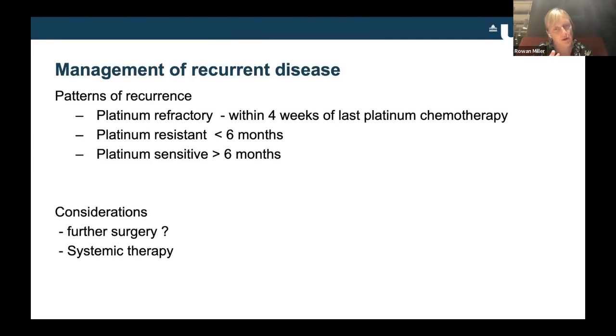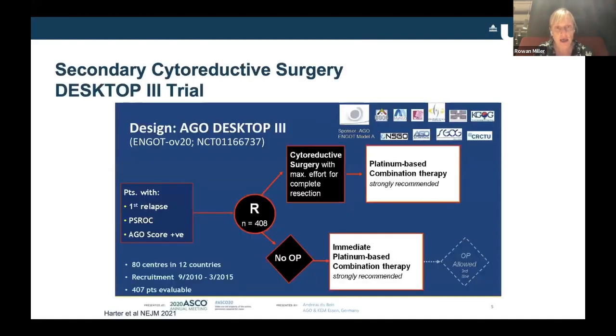Now the guidelines have slightly merged the gap between resistant and sensitive, and the ESGO BGCS guidelines suggest that as long as it's more than 6 weeks since platinum and they had previous evidence of response to platinum, then it may be reasonable to re-challenge with platinum-based chemotherapy. So I'll show you the different options in terms of systemic therapy. But one thing we should always consider is whether another operation is of value. And the data now suggests that it may be.